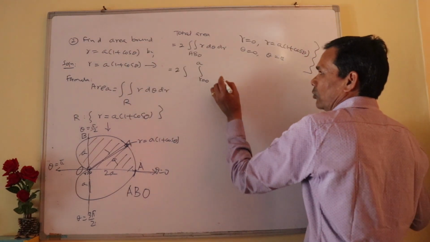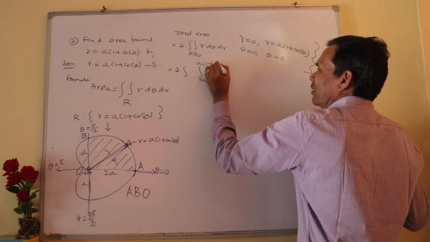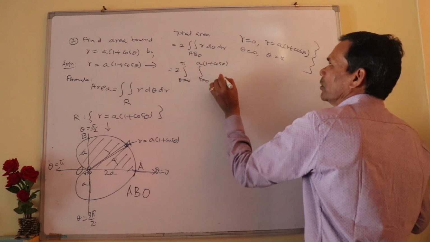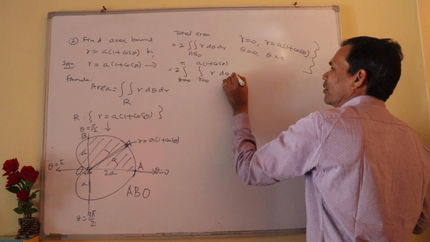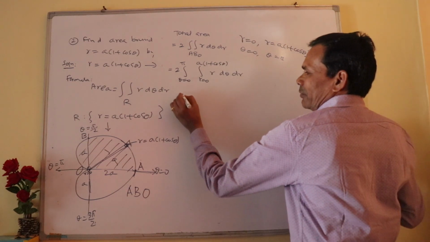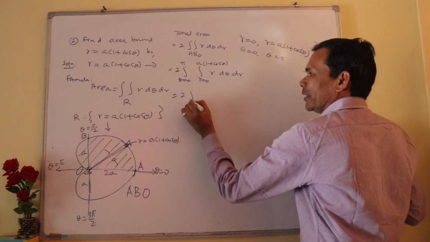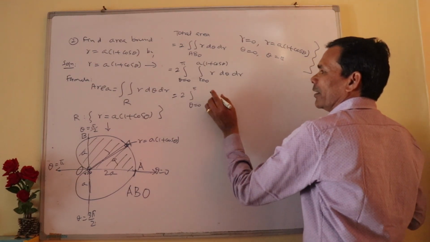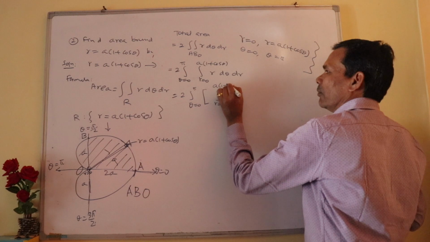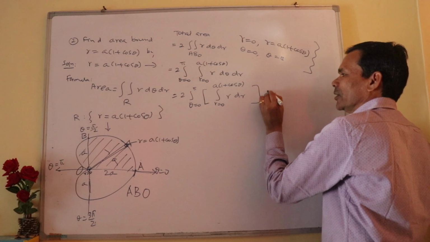R is equal to 0 to a(1 plus cos theta), and theta is equal to 0 to pi, r d theta dr. So we simplify this with respect to r first all the time, because r has variable limits here. So theta is equal to 0 to pi, and here I put it in variable separable form: r is equal to 0 to a(1 plus cos theta) into r dr, and then with respect to theta.